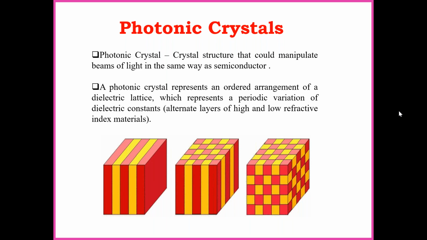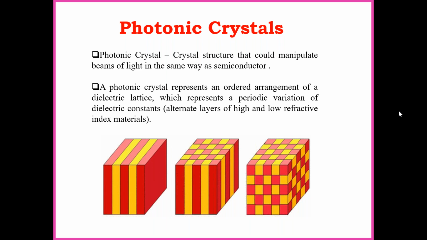Here also we have three types of photonic crystals: one-dimensional photonic crystal, two-dimensional photonic crystal, and three-dimensional photonic crystal. In the one-dimensional photonic crystal, we have an array of high refractive index layers and low refractive index layers in a particular direction. Since it is only one direction, we call it a one-dimensional photonic crystal. On the other hand, if we arrange the high refractive index layers and low refractive index layers in two directions, we have two-dimensional photonic crystals.